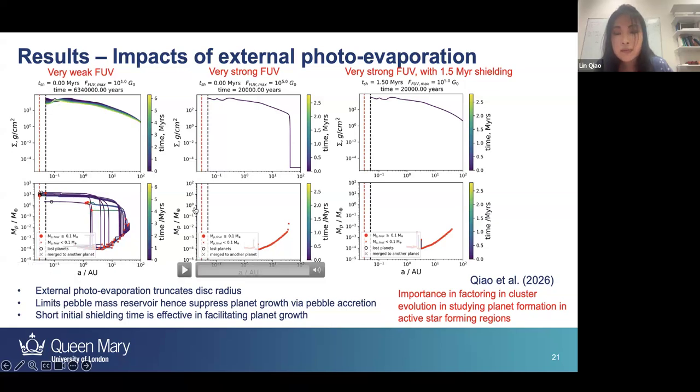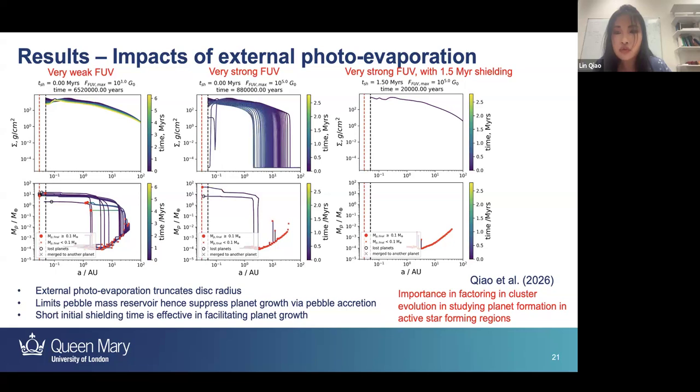Now the middle panel shows the same disk, but subject to a very strong level of FUV radiation of 10^5 G0. You can see that with a very strong external photoevaporation, the disk radius gets rapidly truncated, and this acts to reduce the pebble mass reservoir in the disk. Therefore, the growth of the planetary embryos is greatly suppressed in this case compared to the left-hand side.